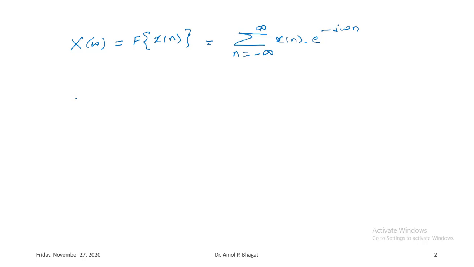As per the Fourier transform, the Fourier transform of a discrete time signal x of n is simply represented as capital F of x of n, and it is denoted as capital X of omega. The formula for the same is summation n equals minus infinity to infinity x of n into e to the power minus j omega n. This formula we have seen in the previous session.